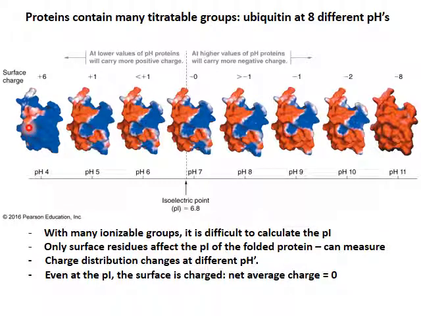Then you have some side chains of amino acids that have no titratable groups. They're aliphatic in nature, they're hydrophobic. So it doesn't matter what the pH is, they don't pick up a charge or lose a charge. They stay neutral all the time, and they're shown in white.